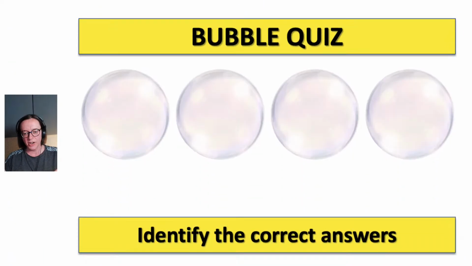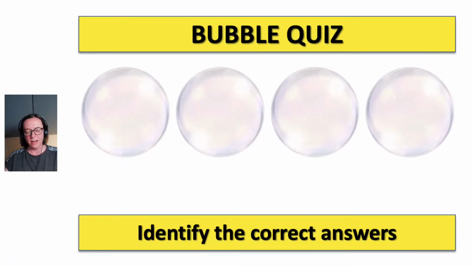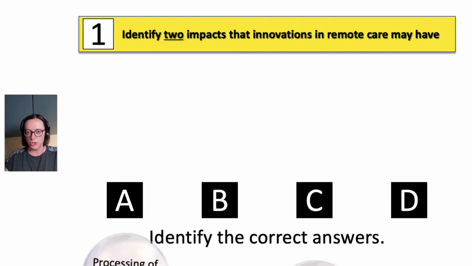Okay, so in a bubble quiz, I'm going to give you a question. It might tell you how many answers I'm looking for, or you might need to work out how many correct answers there are. There could be 1, 2, 3, or 4 correct answers. So let me show you what I mean.